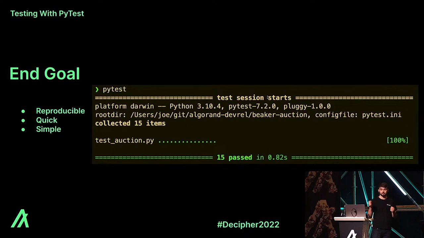And as you can see here, we run these tests that are using Beaker, using PyTest, and we have 15 tests that passed in 0.82 seconds. And this is all because Beaker automatically connects to the underlying local network. So if you start up a network using Sandbox, it automatically connects to that. And if it's in dev mode, it'll execute instantly, and you have super quick testing.